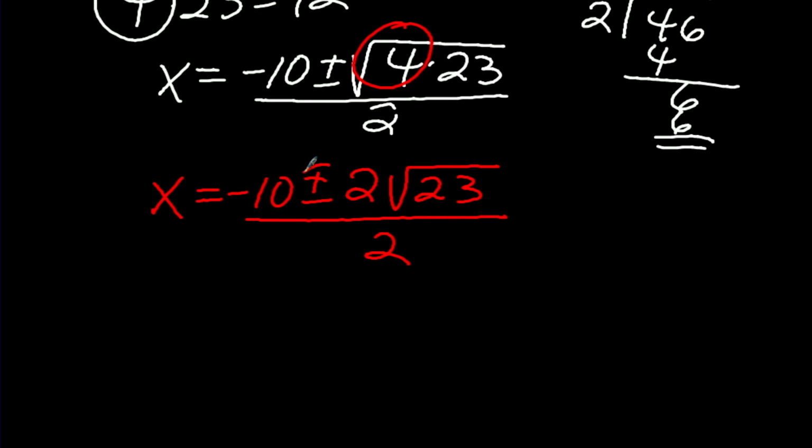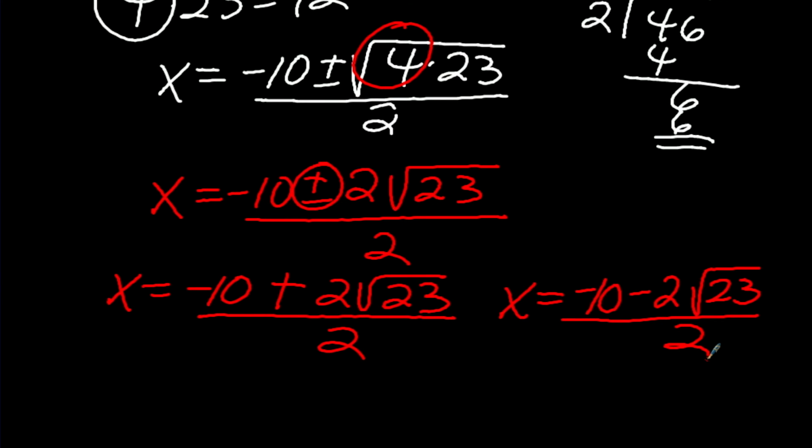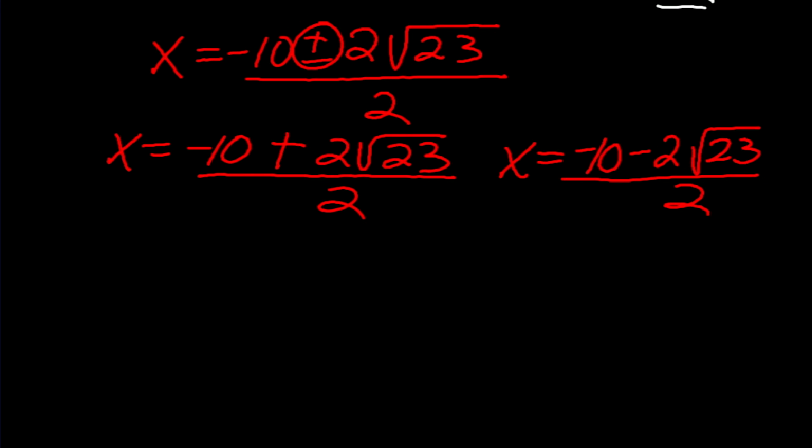Remember I told you with the plus and minus, we have 2 answers. So we're going to split that into 2 answers. So we have x equals negative 10 plus 2 onto the square root of 23 divided by 2. And then we have x equals negative 10 minus 2 onto the square root of 23, all divided by 2. We're still not there. We need to simplify as much as possible.